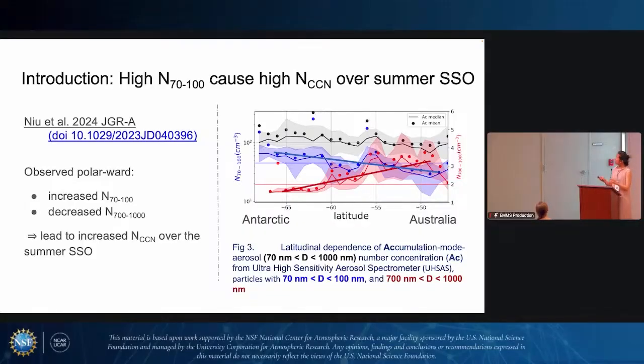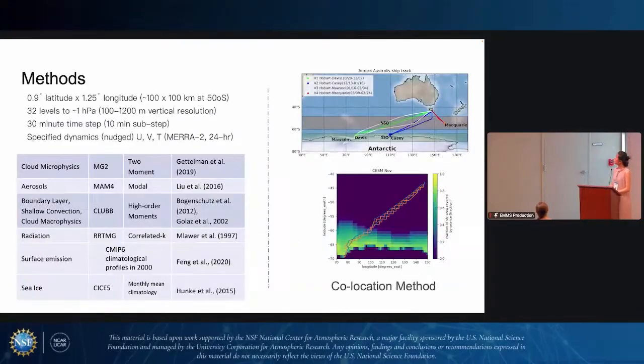So based on the conclusion we have from the observation, whether the counterpart of the conclusion can be seen or not in the model would be a good question.